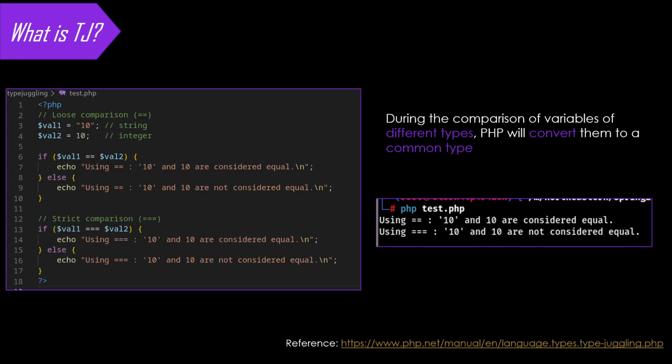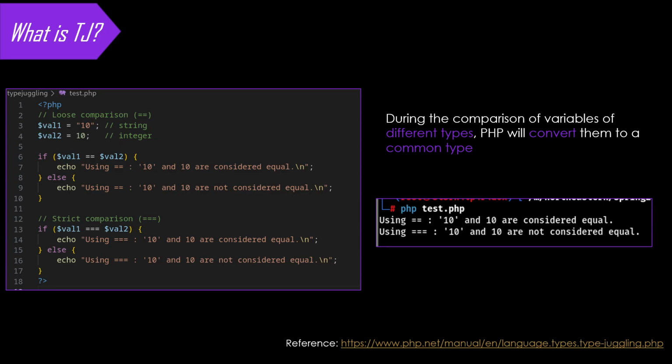However, when we use the strict comparison operator, or the triple equal sign, PHP requires both the value and the type to be the same for the two variables to be considered equal. In this case, since val1 is a string and val2 is an integer, even though their values are the same when typecasted, their types are different. Thus, the output is "using triple sign, is not equal." Well, basically, with the double equal sign we get "10 and 10 are considered equal," for obvious reasons.